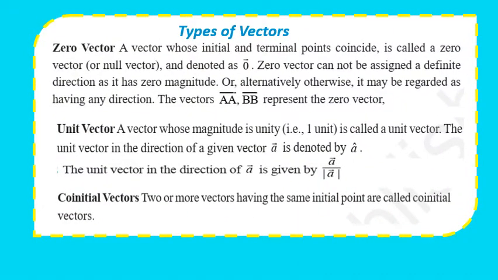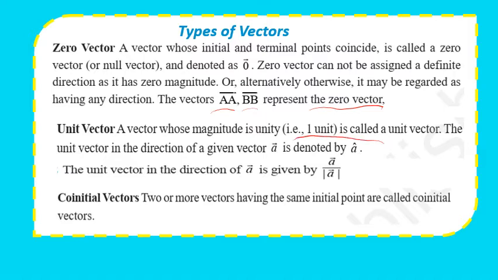Now we have types of vectors. First is the zero vector. A vector is called a zero vector if its magnitude is 0, that is, the initial and the terminal points are the same. You can see that if we have A as both initial and terminal, or B as both initial and terminal, then this will be a zero vector. So we simply say that if the initial and terminal points coincide, then it is a zero vector.